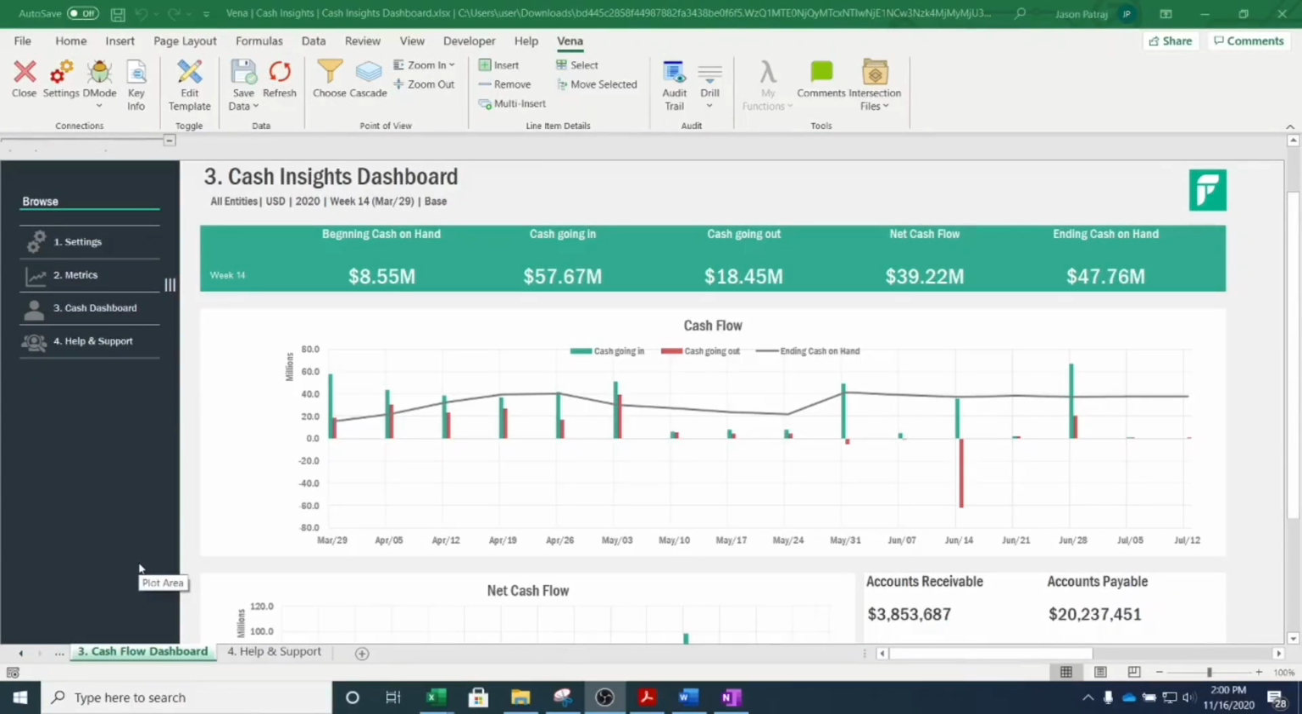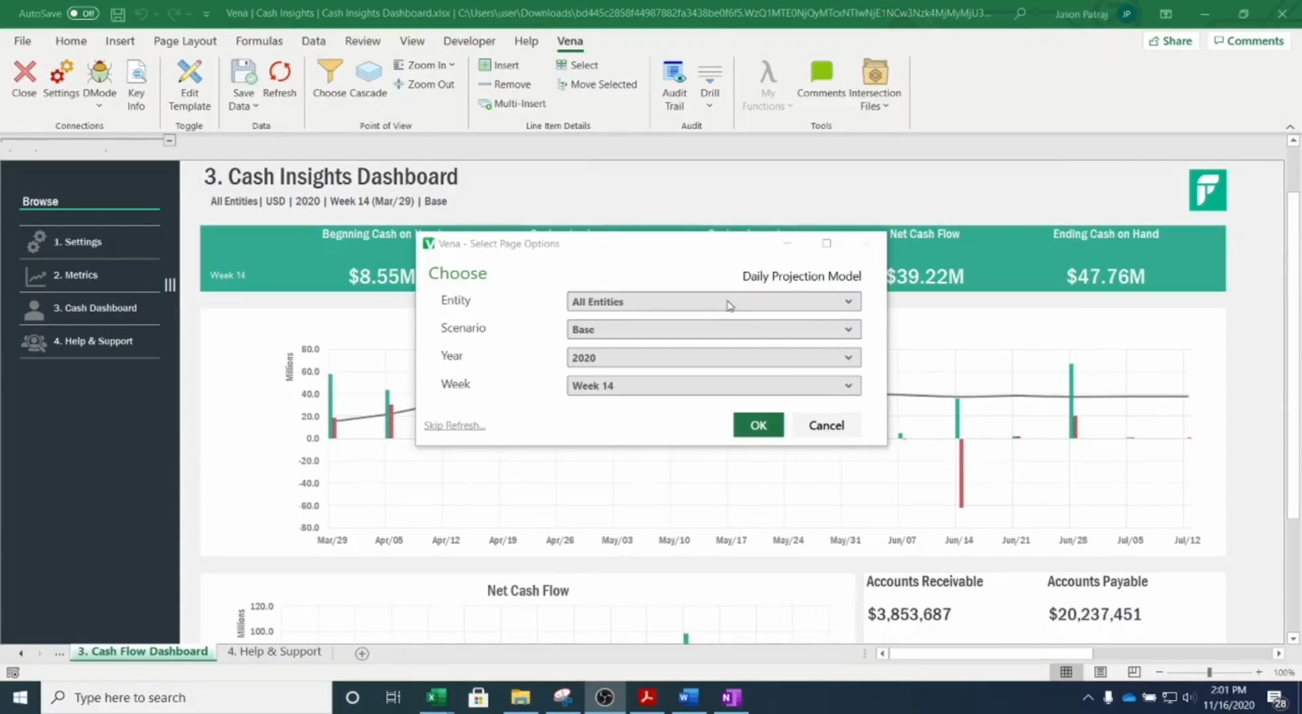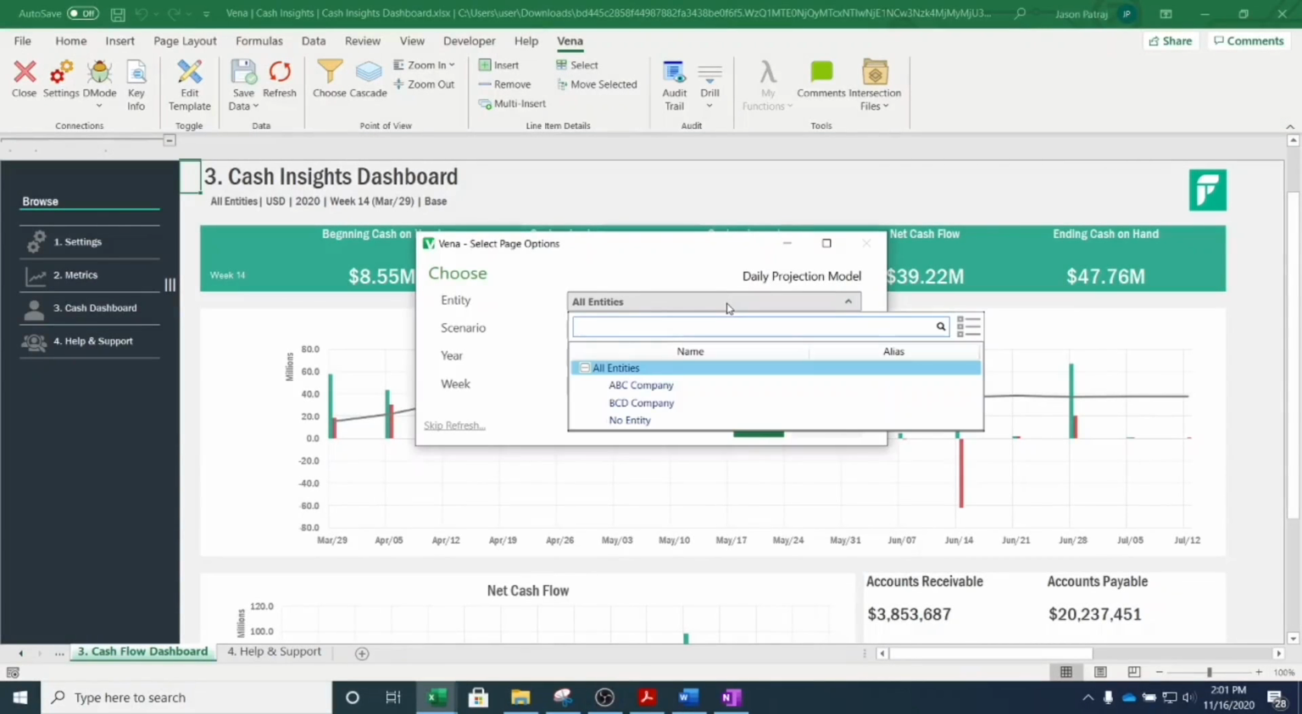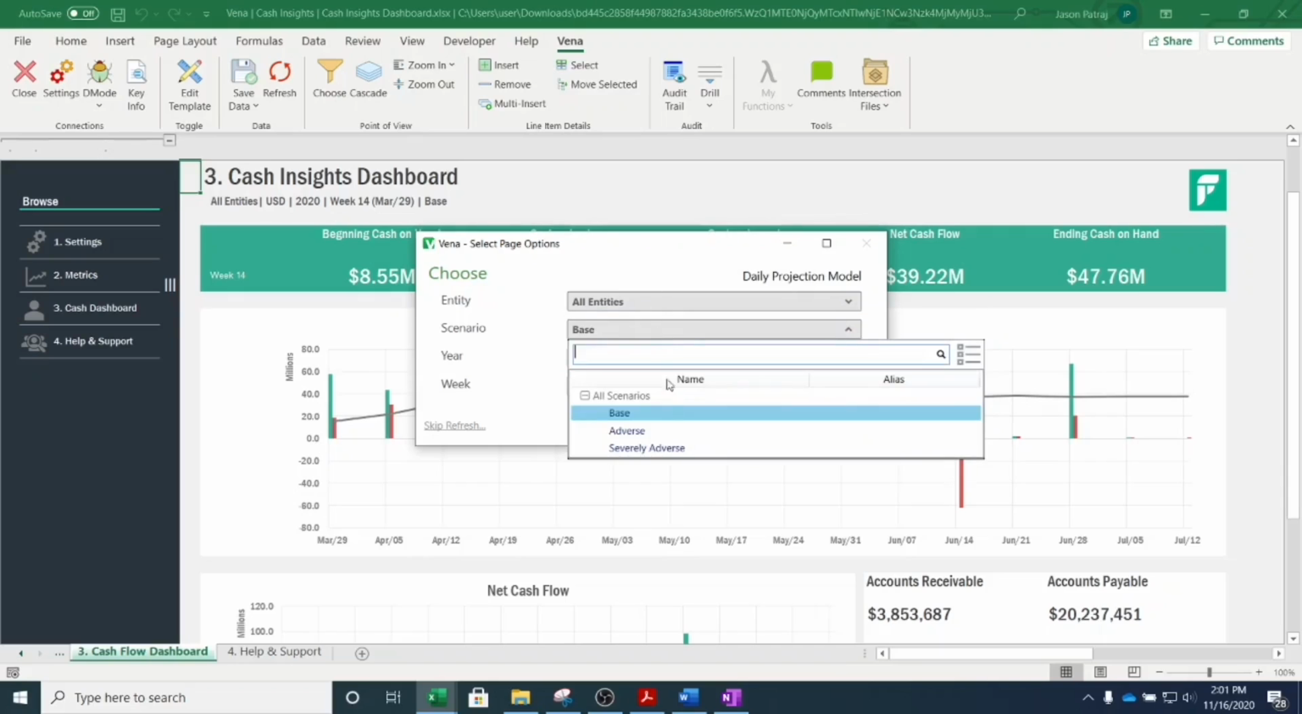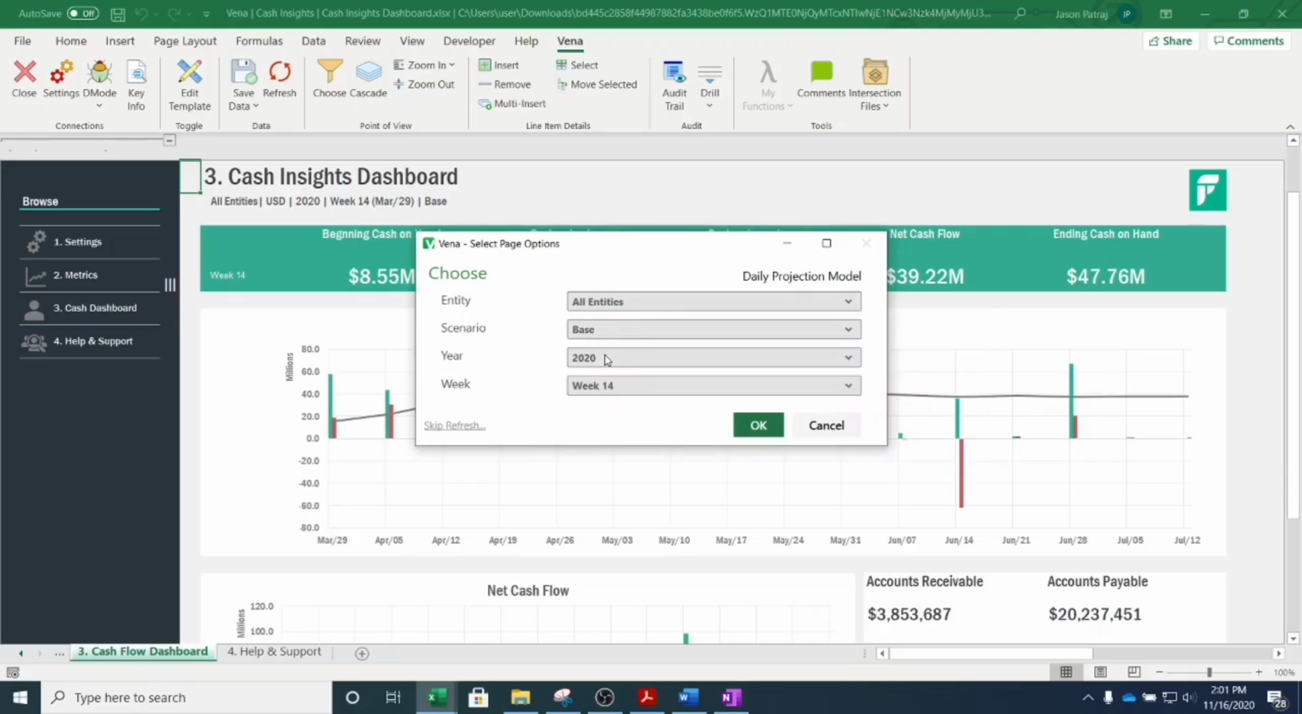We want to take some time to review the Cash Insights module that we developed in Vena leveraging the Fluence engine. It's a module to help clients reduce operational risk with relevant and timely information. On runtime, when opening the dashboard, the entity granularity can be specified. The scenario can also be selected to represent different projection models. Year and period give a starting point for the dashboard.